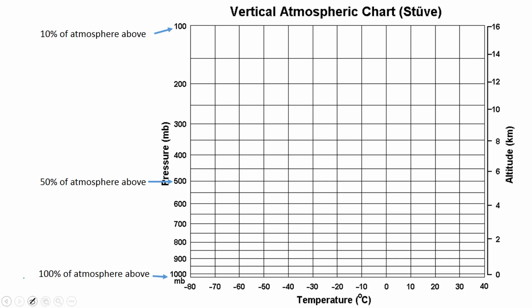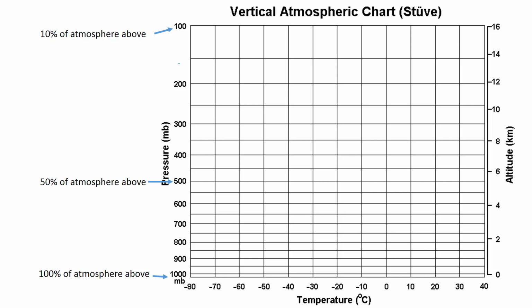So all you really need to do when determining how much of the atmosphere is above you is take your pressure level, whatever it is, and just drop the last zero. And that gives you a percentage. So for example, 100% of the atmosphere is above 1,000 millibars. 50% of the atmosphere is above 500 millibars. 10% of the atmosphere is above 100 millibars. So really, again, just drop that last zero.